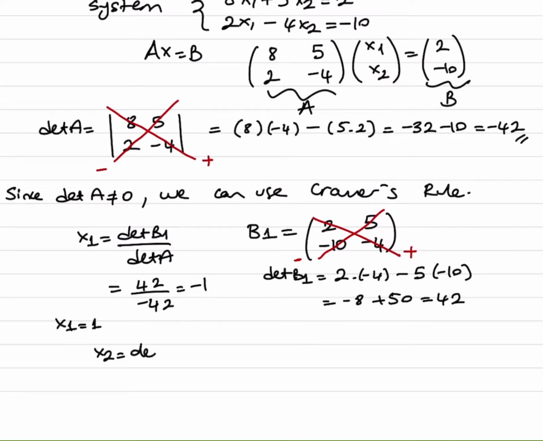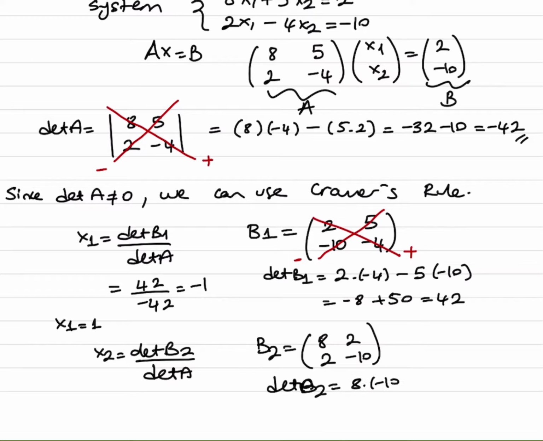What about x2? We have the determinant of B2 over the determinant of A. What is B2? We write A, and in the second column we write b. So it is 8, 2, 2, minus 10. What is the determinant of B2? It is minus 80 minus 4, so minus 84. So x2 is equal to minus 84 over minus 42. So it is equal to 2.